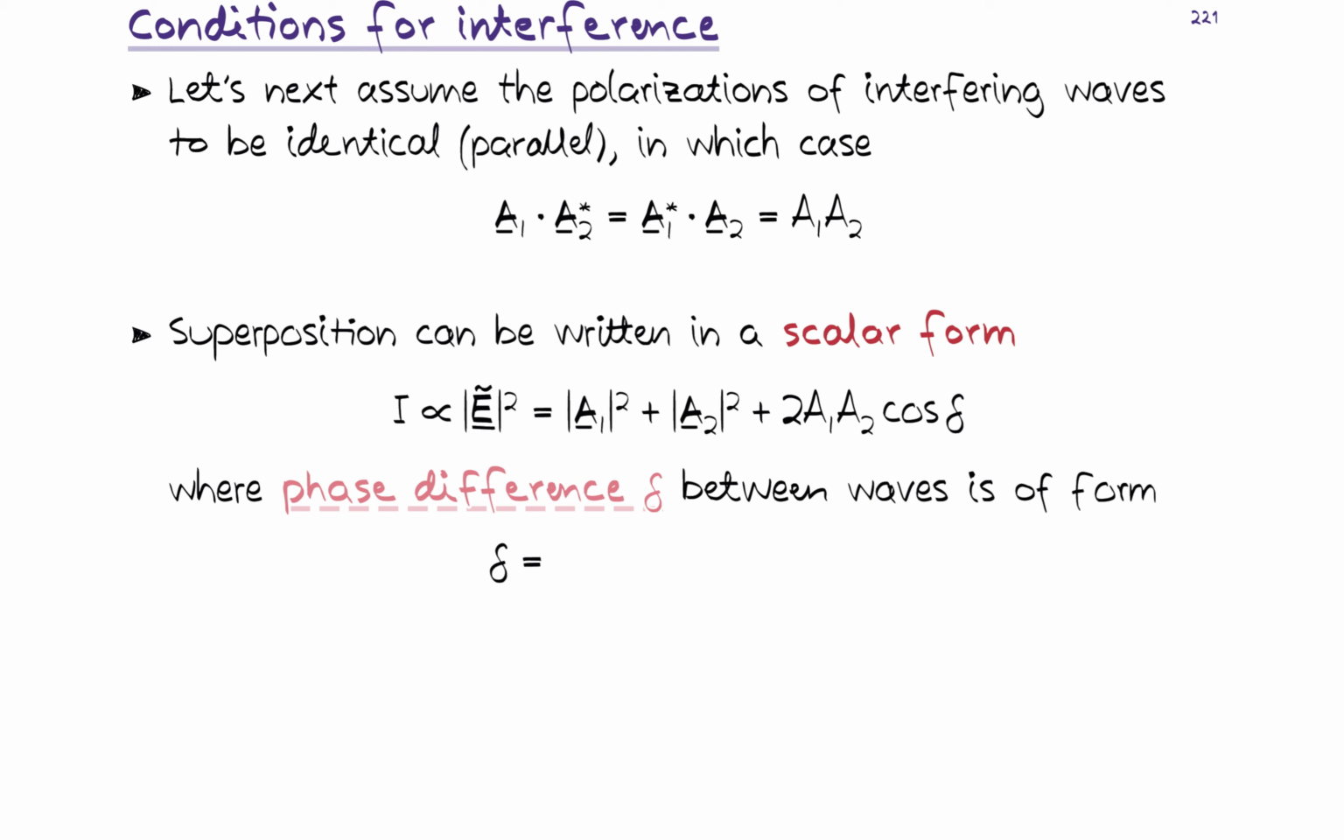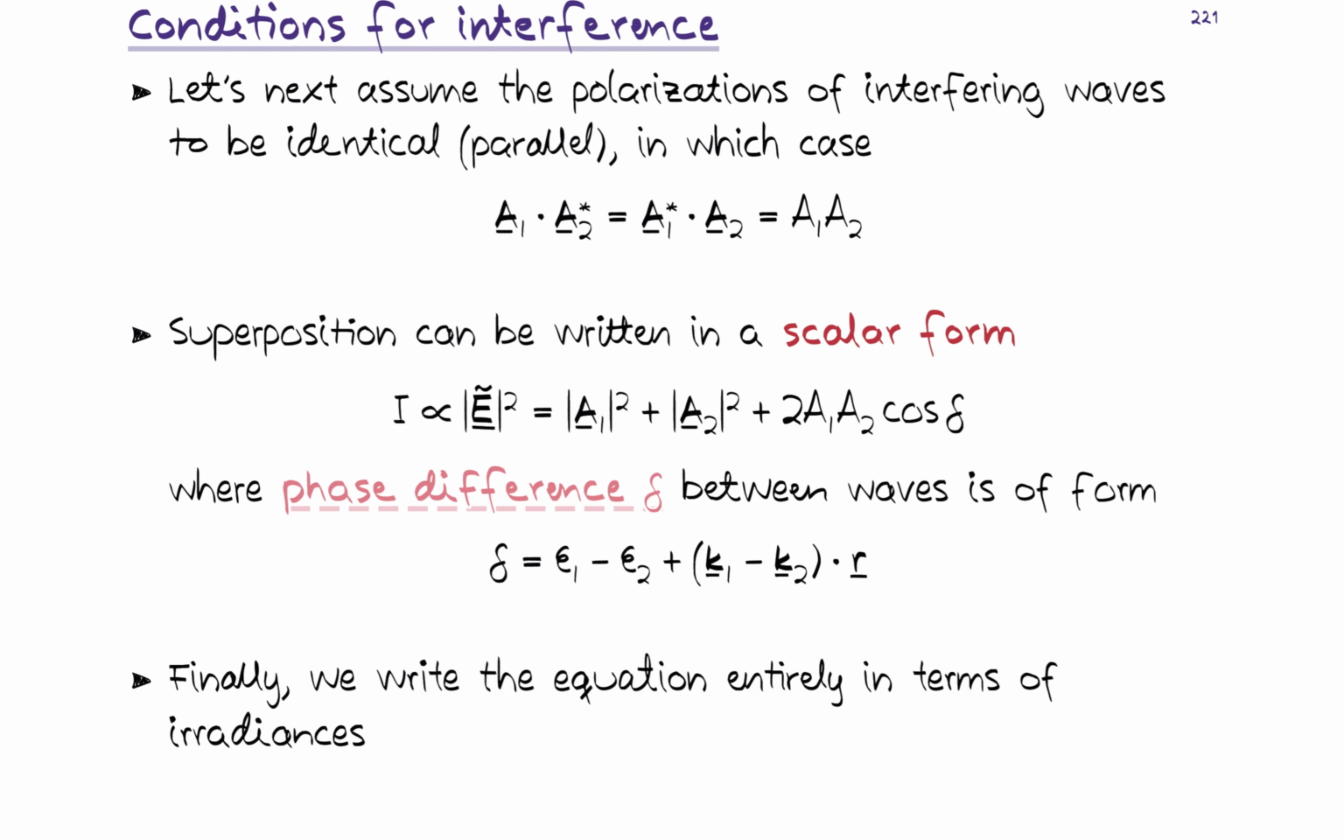And of course, this is given by the difference between the initial phases, so epsilon 1 minus epsilon 2, and then we have a spatially dependent phase term difference, so k1 minus k2 with the dot product of r, that gives me a phase difference. So this is basically what gives me either constructive interference or destructive interference or something in between.